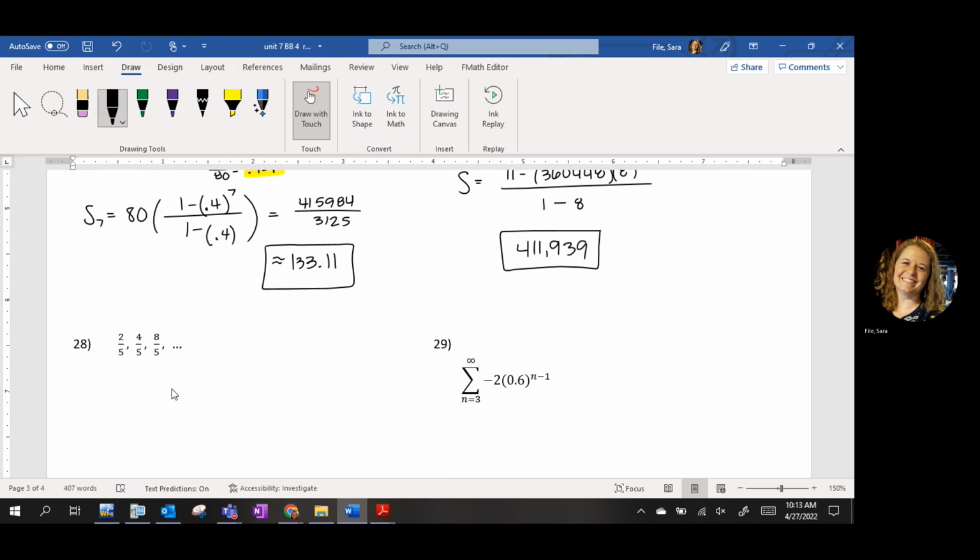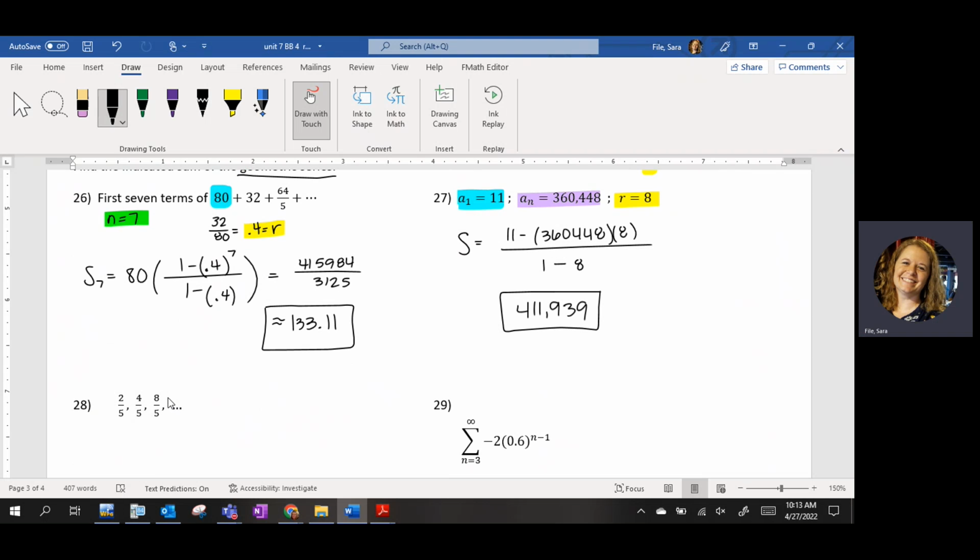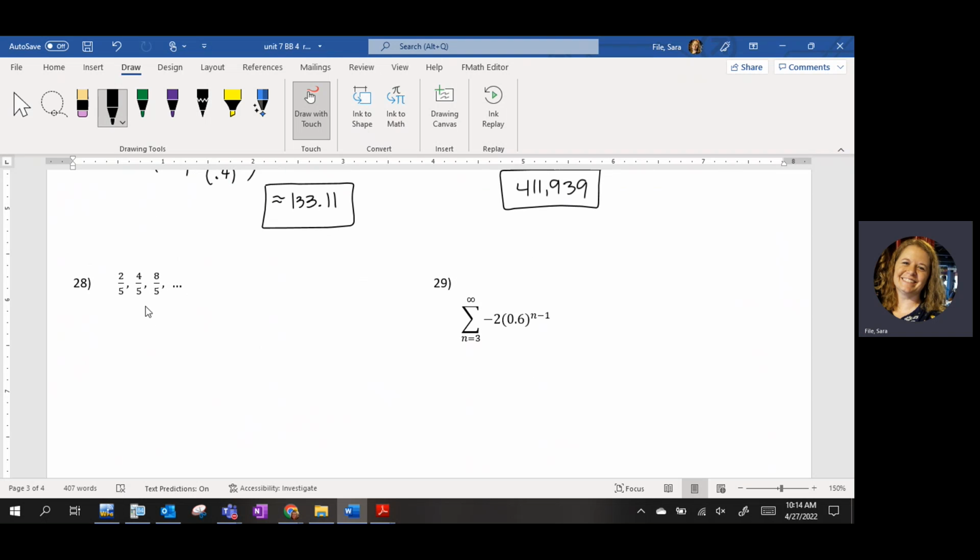Now, the 8 just gives us the sequence, but the ellipsis indicates that it goes on in that fashion. So this tells us this one is infinite. And 29 does the same thing with the upper limit being infinity. So these two are infinite sums.